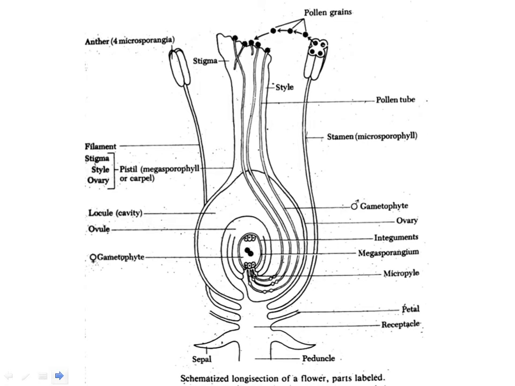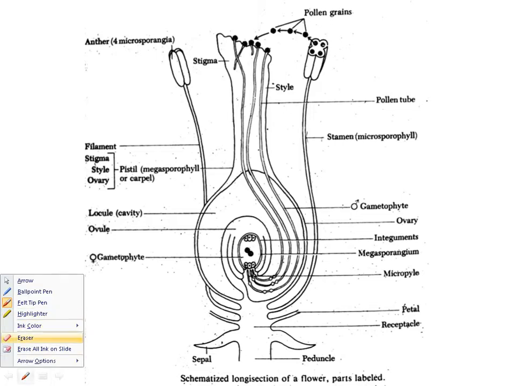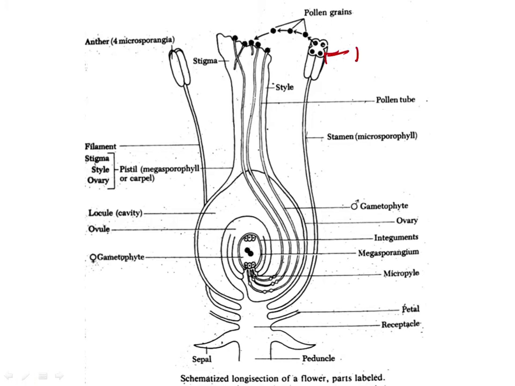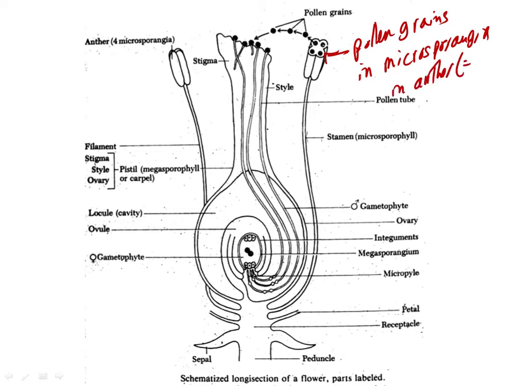Let's talk a little bit about how the pollen, or the sperm, gets down to that embryo sac. And so we know that the pollen is born in the anther. Let's make that even more explicit. Pollen grains in microsporangia in the anther, and the anther is the microsporophyll.